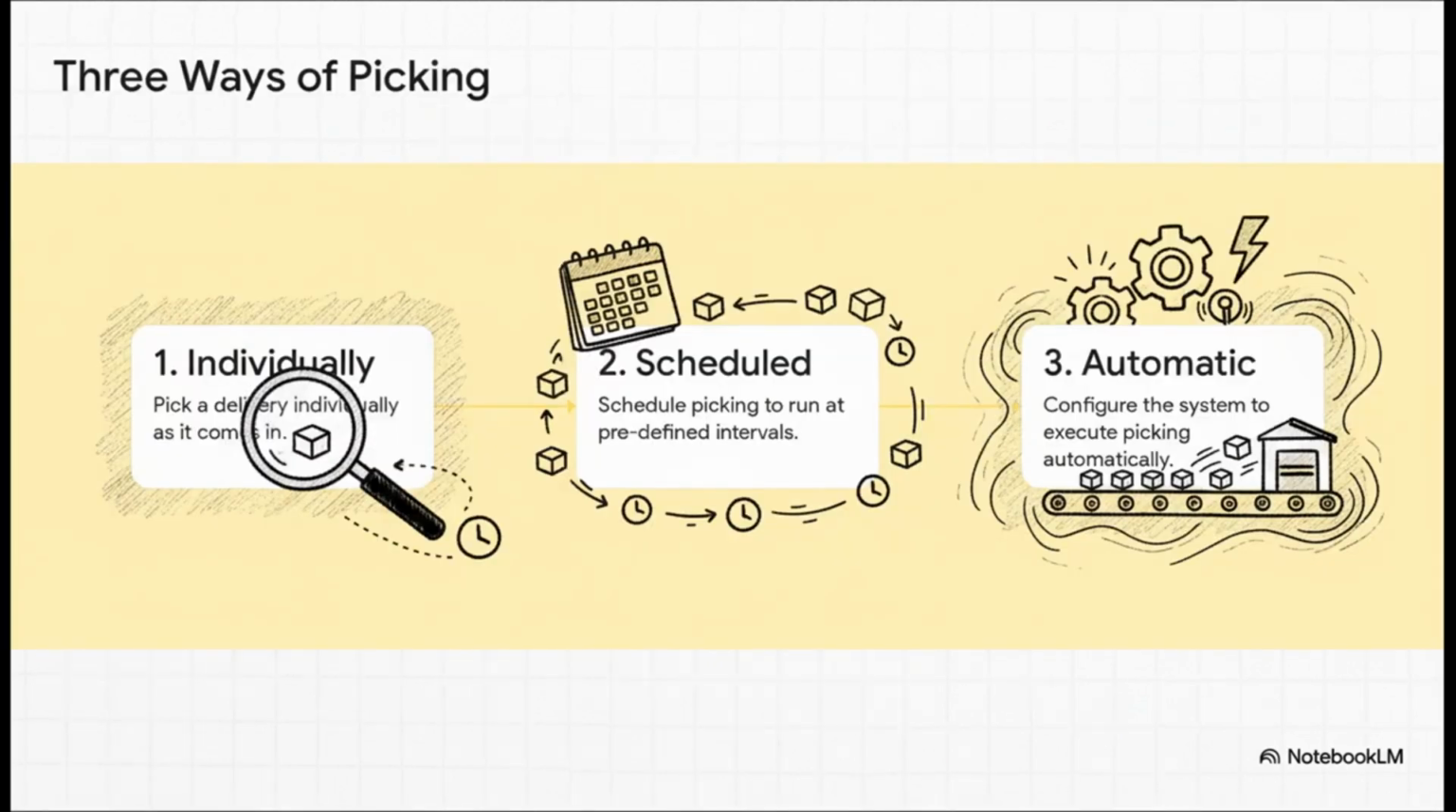And here's where that flexibility really shines. A small shop might just pick each order one by one as it comes in. A bigger company, though, might get more efficient by scheduling picking runs, say, every hour on the hour. But then you have the e-commerce giants. They need fully automatic picking that gets triggered the second an order is confirmed. The system can handle all of it. The choice just depends on the company's size and strategy.